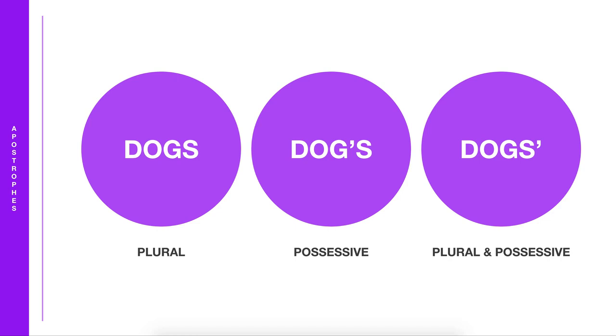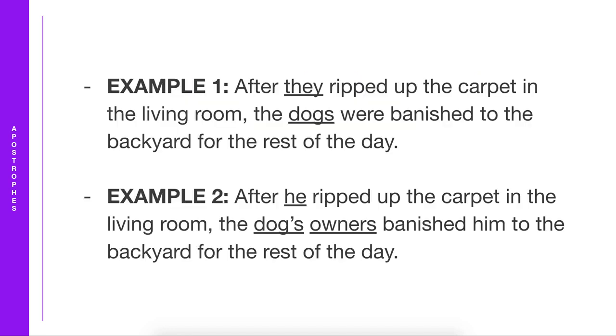So the dogs on the left simply means that there is more than one dog. The dog's in the middle means there is one dog and that dog happens to own something. And then the dogs' on the right, D-O-G-S apostrophe, that indicates that there are a lot of dogs and all of those dogs own something. Let's look at some examples.